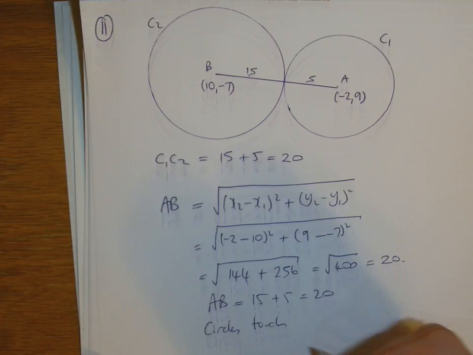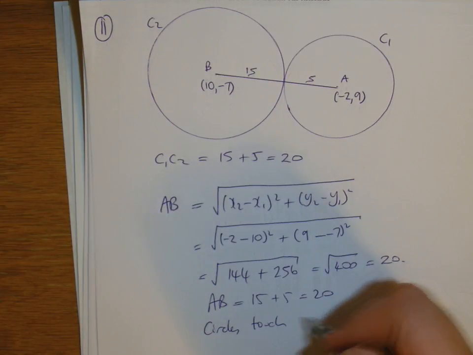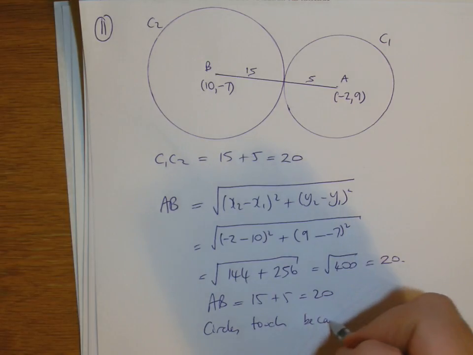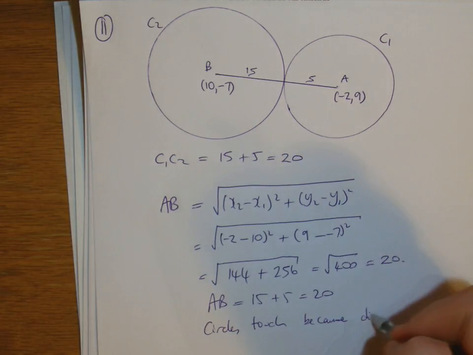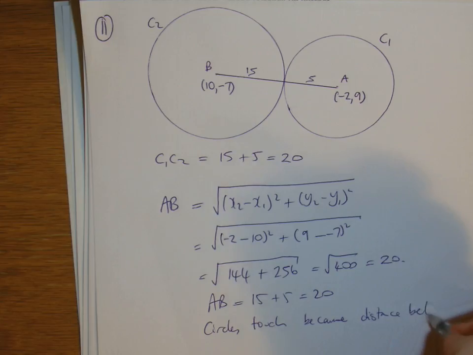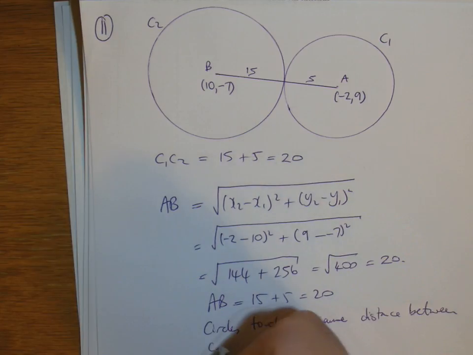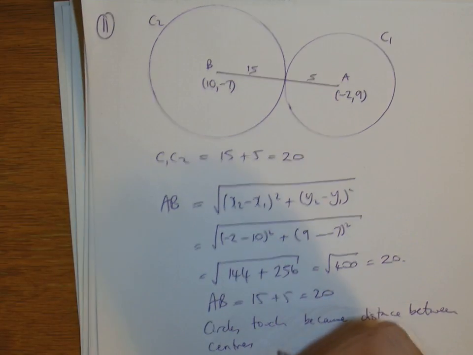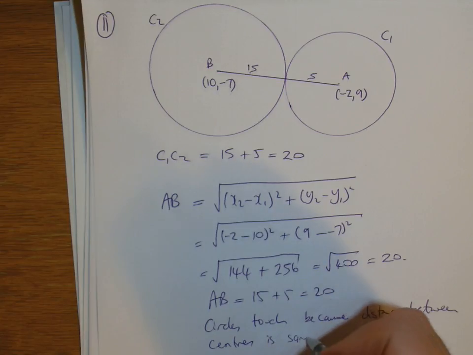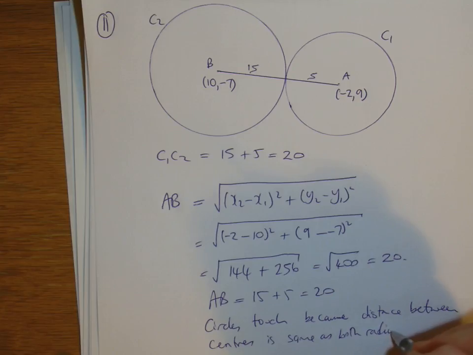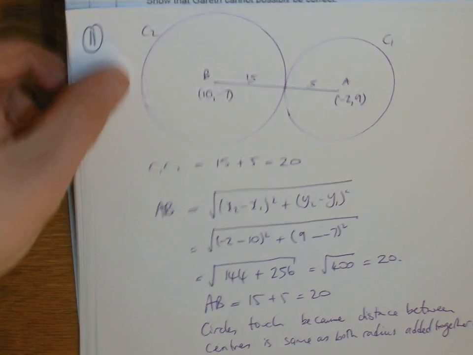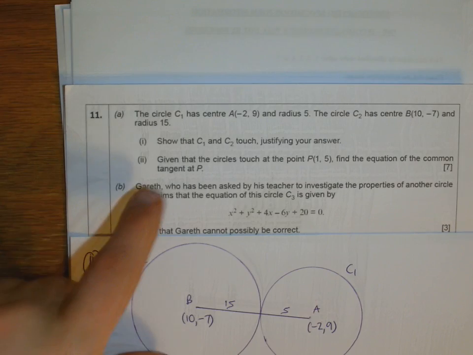And if you want even more information here, the circles touch because the distance between centers is the same as both radii added together. Okay, so that's part A answered.